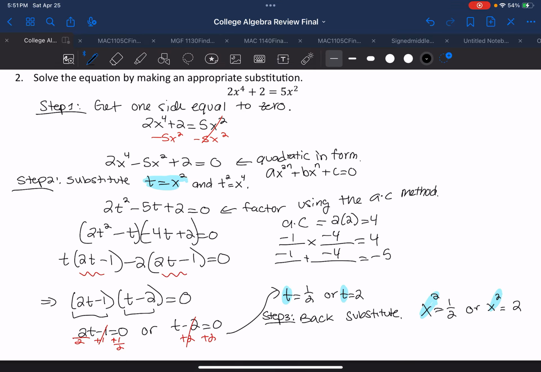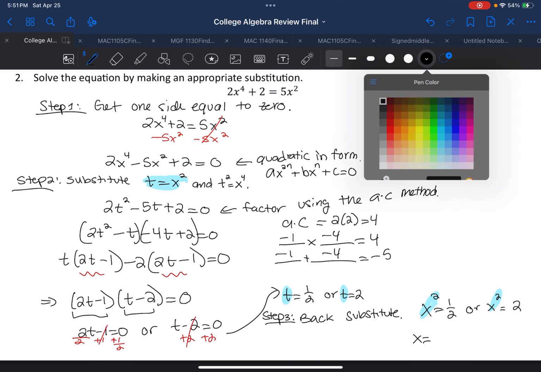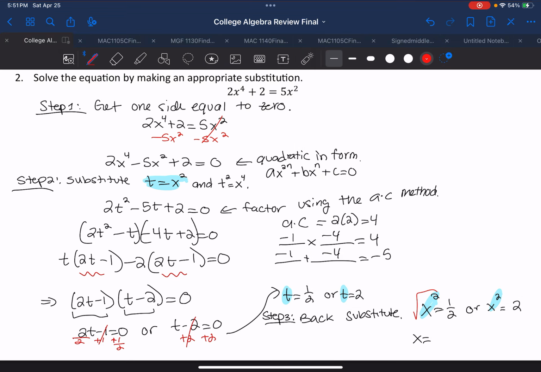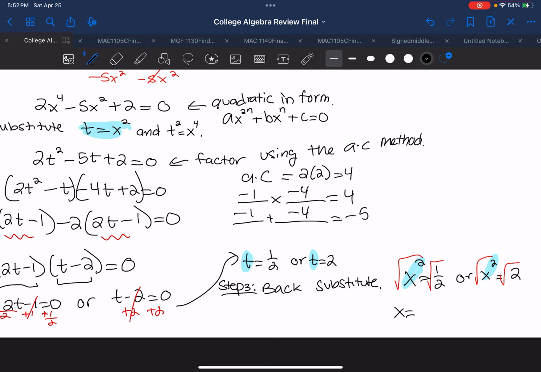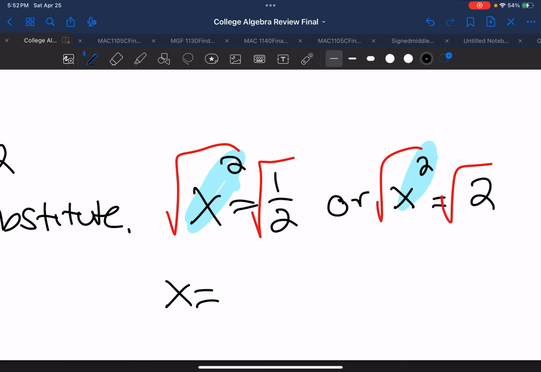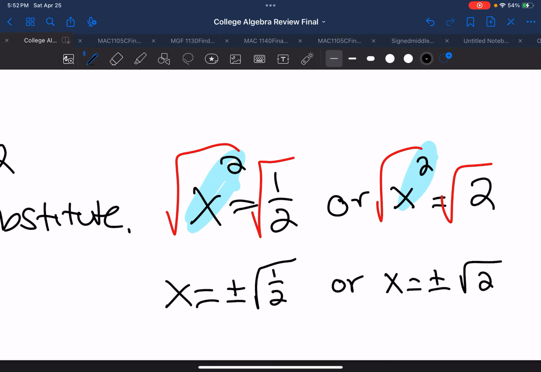So my two answers will be the square root of 1/2, or I'm sorry, plus or minus. So I'm going to take the square root of both of these to solve for the x. So x will be equal to plus or minus the square root of 1/2, or x will be equal to plus or minus the square root of 2.